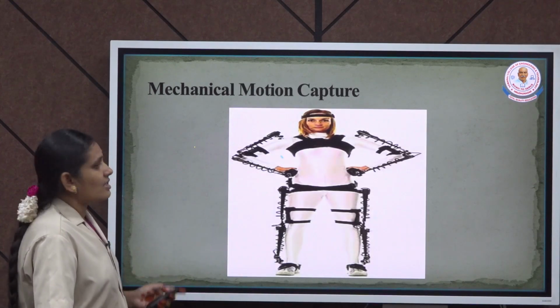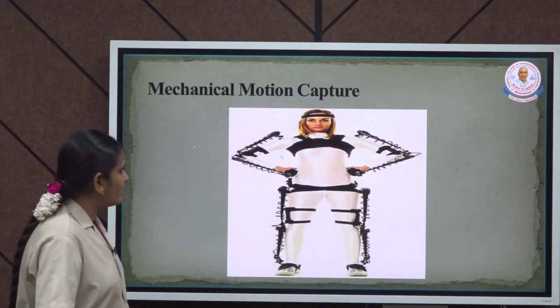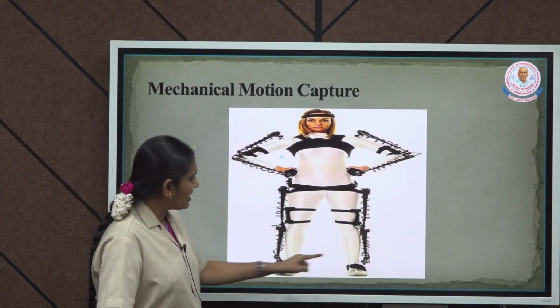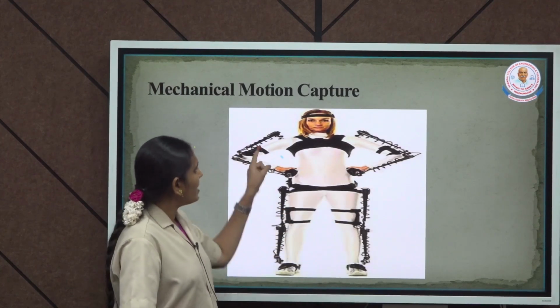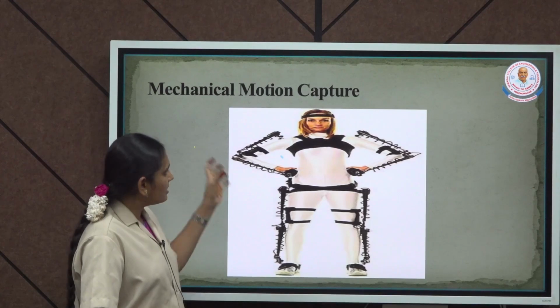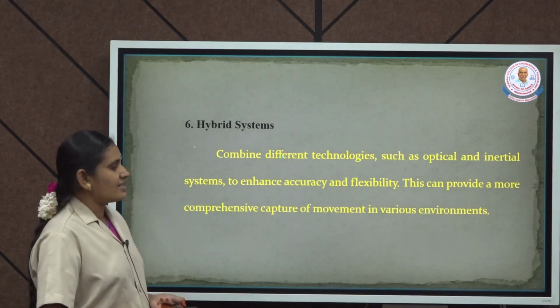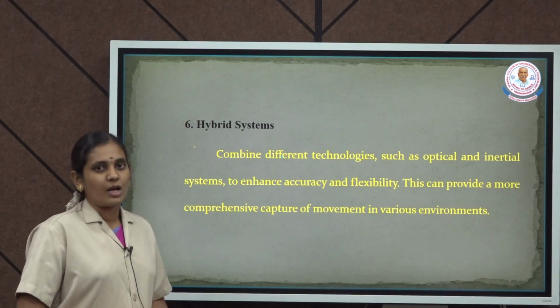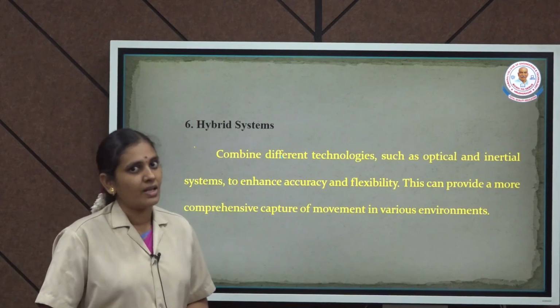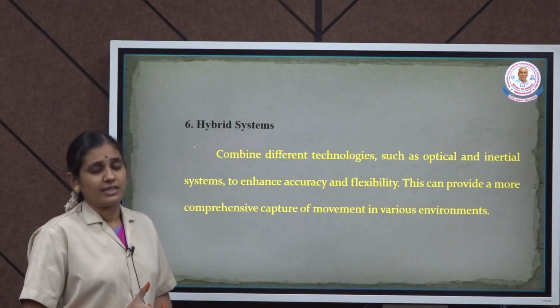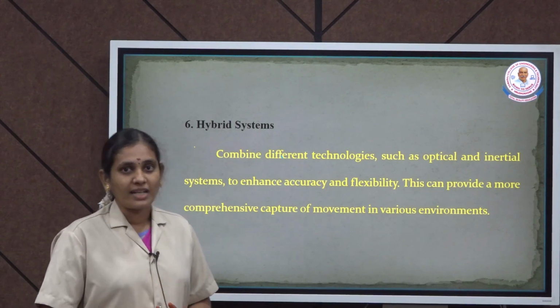So, this is an example of mechanical motion capture. In this picture we can see each and every joint is connected by a series of connections. Based on this connection the motion is captured here. Hybrid system. A hybrid system may be a combination of optical and inertial systems. By combining these two methods we can get more accuracy.